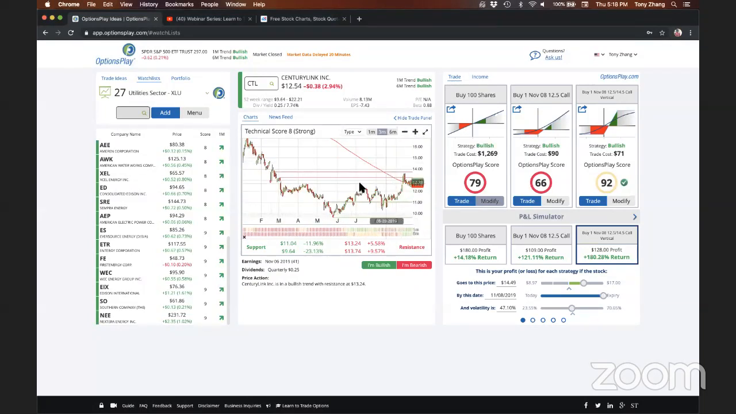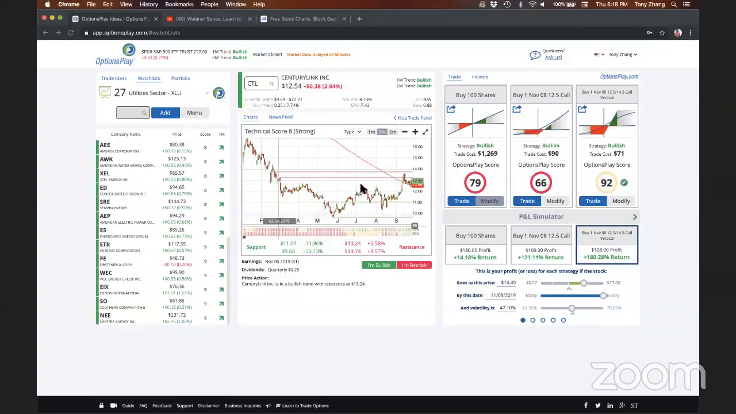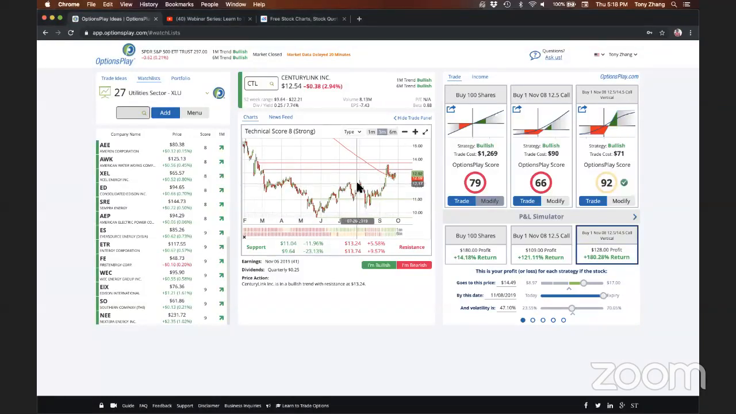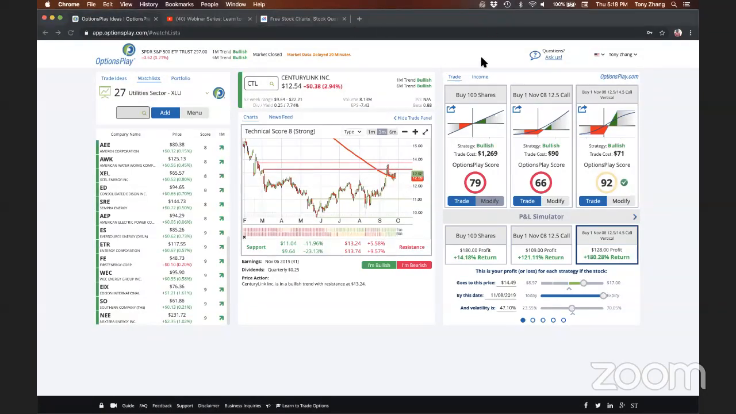So this CenturyLink trade was very similar to the Activision trade, because this is a stock that traded in a tight range for a long period of time, finally broke out above that range while the markets were trading sideways, showing me relative strength. And it pulled back from that breakout right back to that support level around $12.50. And what we were looking for is basically a breakout to the upside.